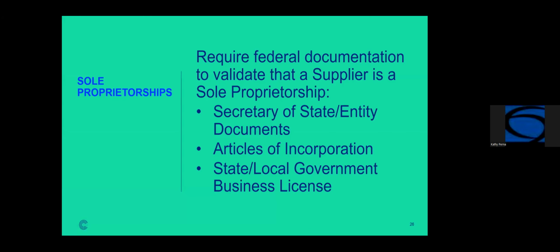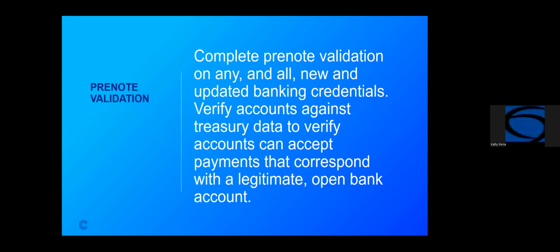So sole proprietorships, that's the next item here. We've got requiring federal documentation to validate that a supplier is a sole proprietorship. You can do these in several places. You could get Secretary of State or entity documents. You can get articles of incorporation, and you can also get state and local or government business licenses. So this is information that you can also require from your suppliers to verify them.